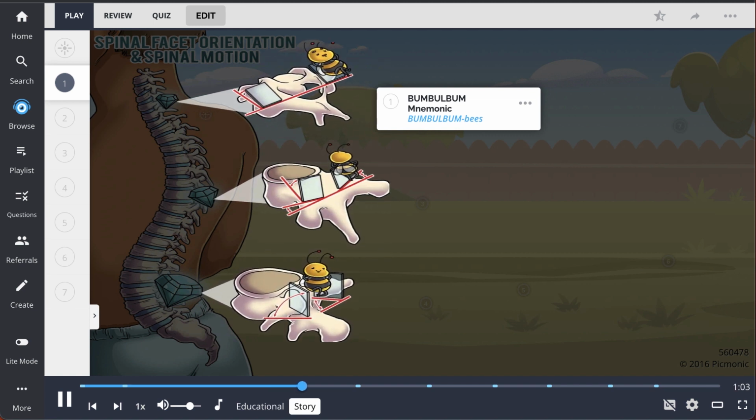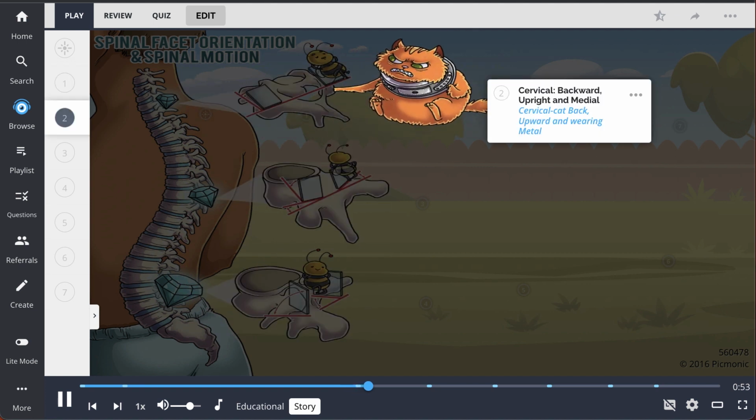As cute as these little bumblebums are, the owner of the spine does not appreciate all the buzz, so he calls on some reinforcements to help him out. The first is his cat, wearing a metal cervical collar. As he sits back and upward, he swats at the bee in the cervical spine, but he doesn't budge.